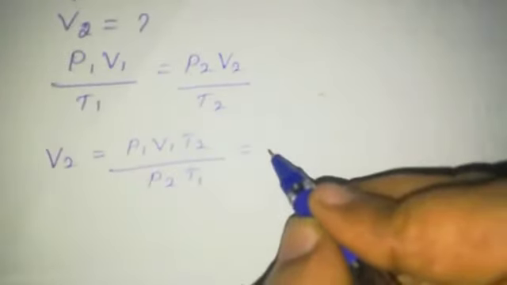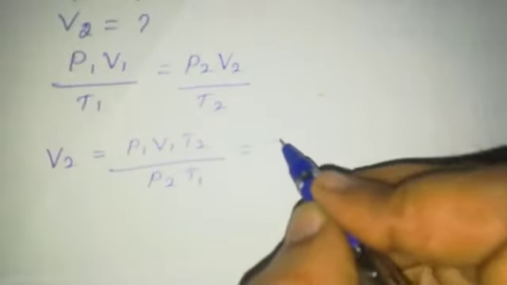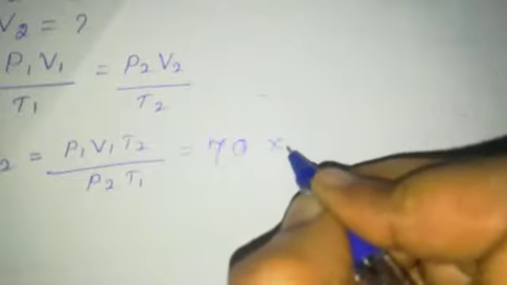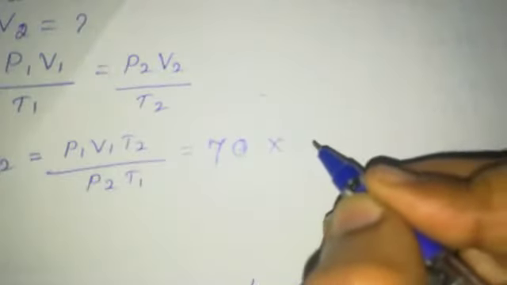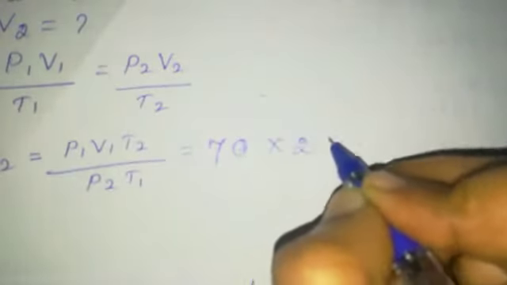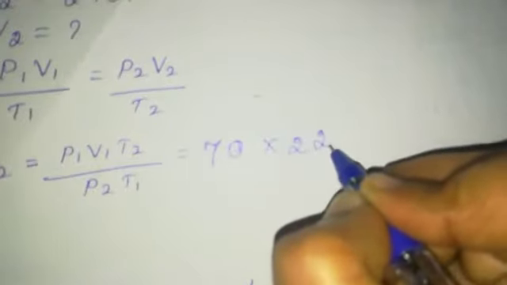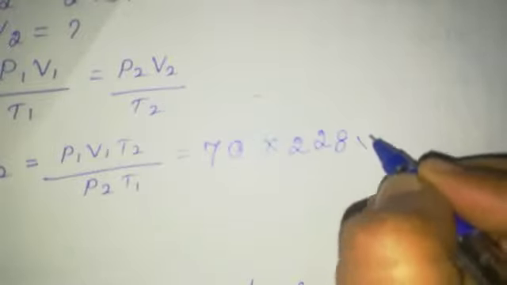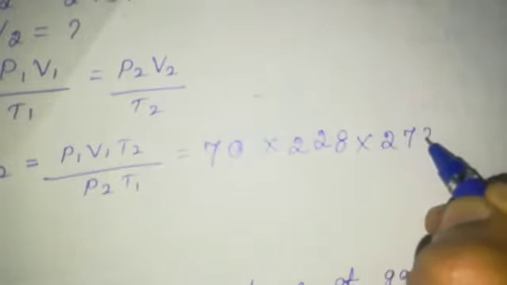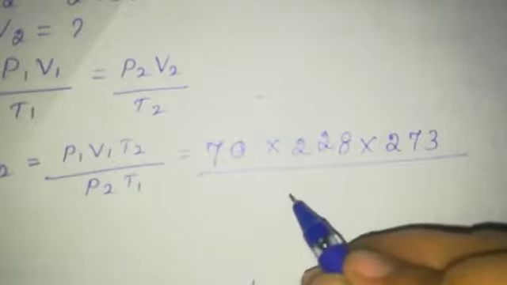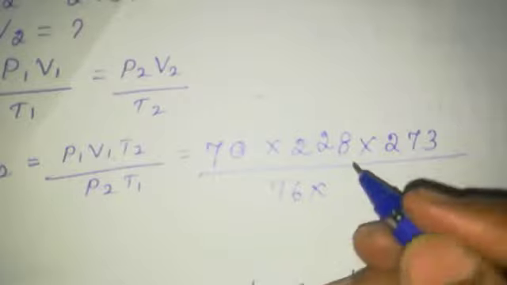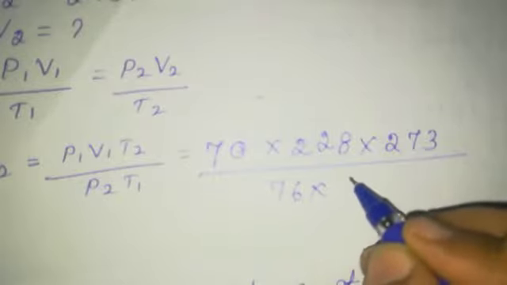So what is your P1 value? The P1 value which has been represented is 70, and your V1 value is 228. Coming to the T2 value, the temperature is 273, divided by your P2 value, which is 76, into T1, which is 300.